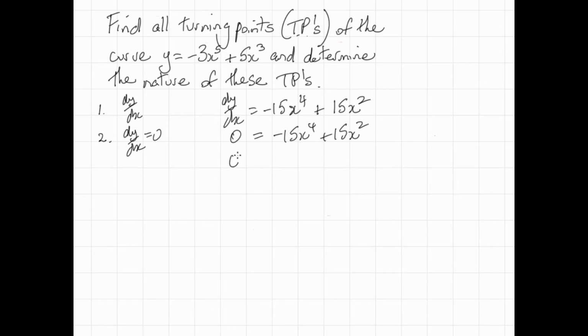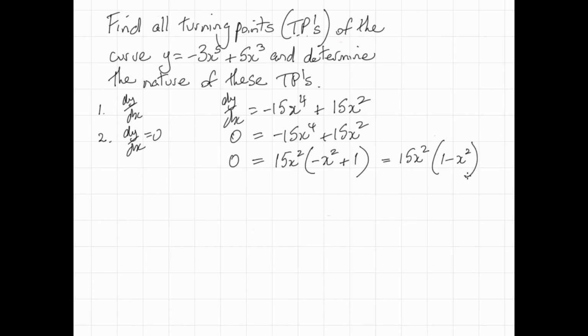So we've got 0 equals, as I said, 15x squared is common to both those two terms on the right. Take it outside and you say, what am I going to multiply 15x squared by to get negative 15x to the fourth? That'll be negative x squared. And what am I going to multiply 15x squared by to get 15x squared? Plus 1. It will be better to write that as 15x squared outside of 1 minus x squared.